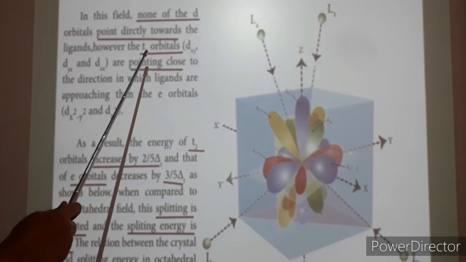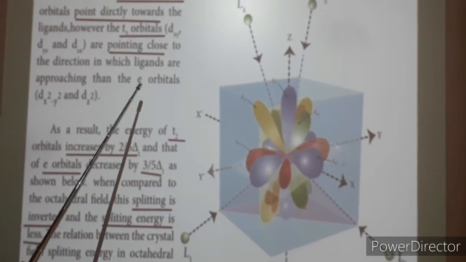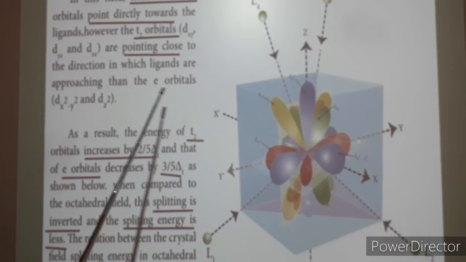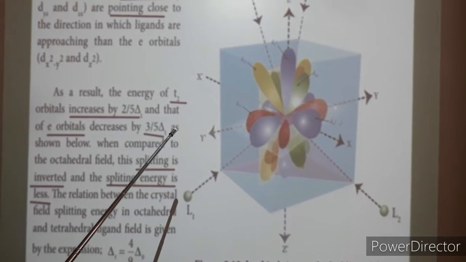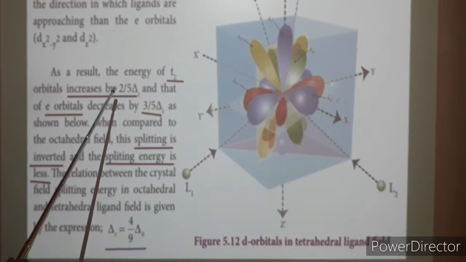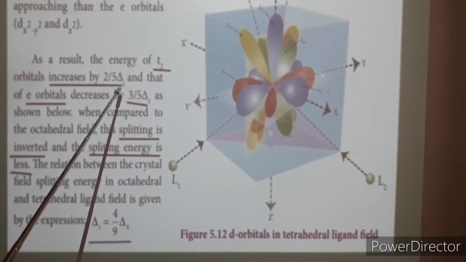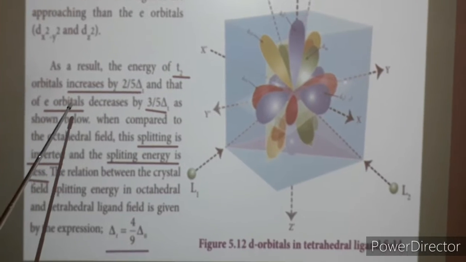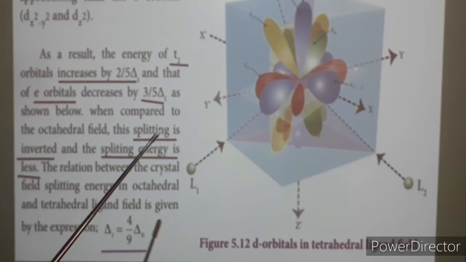None of the d orbitals are pointing directly at the ligands, but the t2 orbitals point closer to the central atom than the e orbitals. So it is not like the octahedral splitting. In the tetrahedral ligand field, the t2 orbitals increase by 2/5 delta T. The delta indicates the crystal field splitting energy and T indicates that it is in a tetrahedral ligand field. Now the e orbitals decrease by 3/5 delta T. Now you can see the diagram in the next slide.